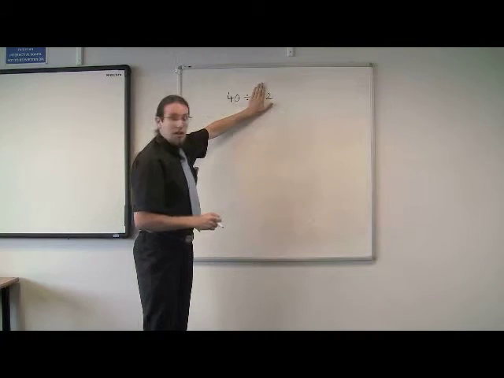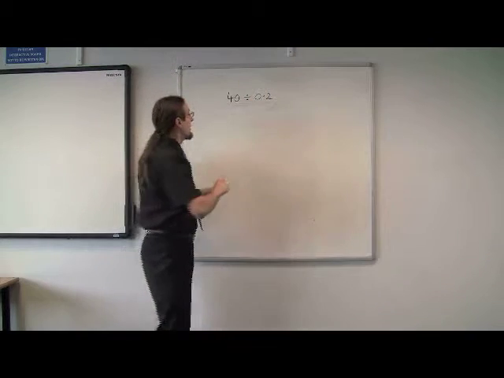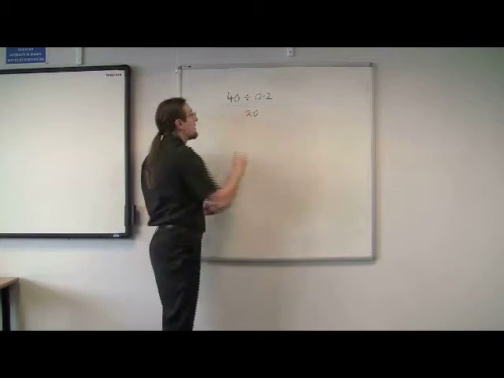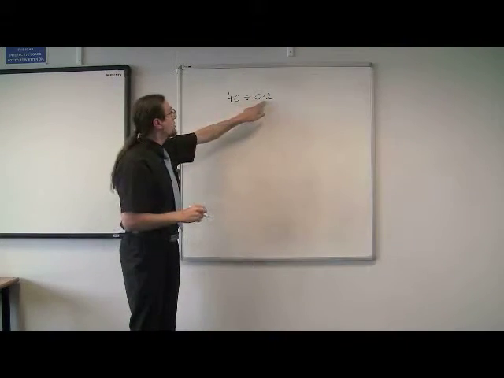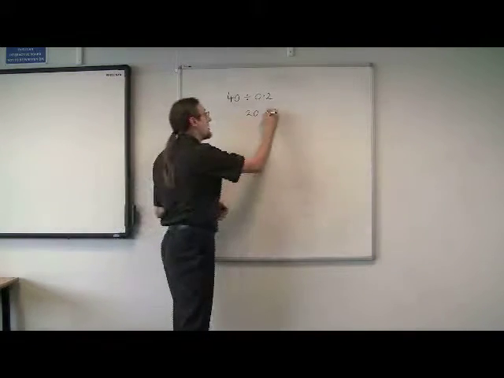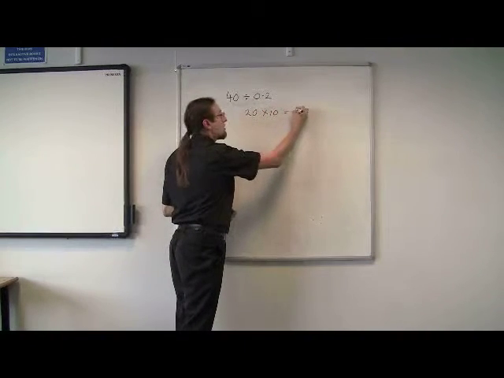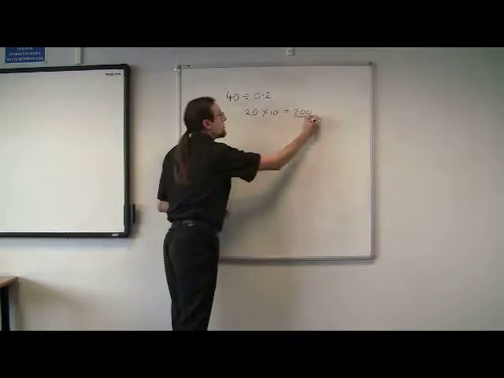Pretend it's just 40 divided by 2. Well, that gives us 20. Now, because it's 0.2, we times our answer by 10. Solution, 200.